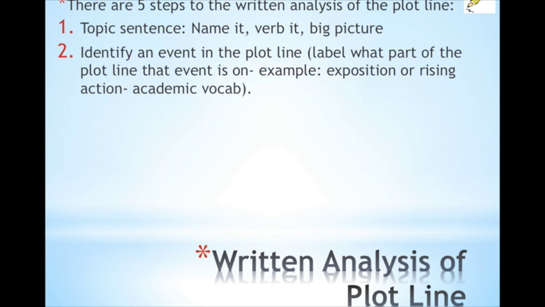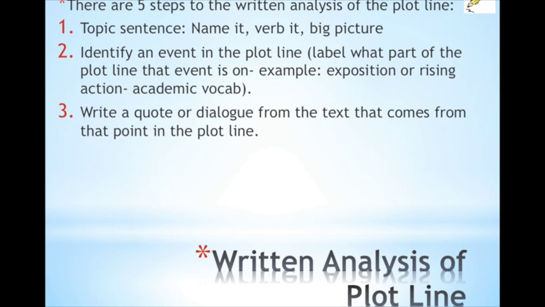Once you've done the topic sentence, you're going to identify an event in the plotline, label what part of the plotline that event is on, for example, exposition or rising action. Use that academic vocab. So you're going to identify an event in the story and label it as the part in the plotline that it actually occurs. Then you're going to write a quote or dialogue from the text that comes from that point in the plotline. So that's the part that you write underneath the event.